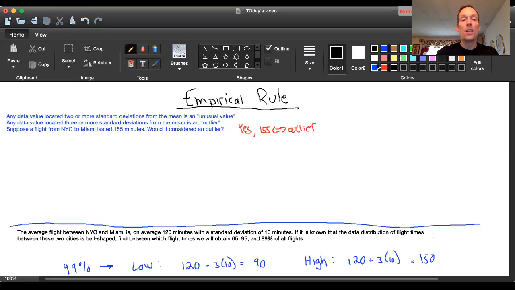Okay, now that we know that, let's think about a slightly more challenging question. Exactly how many standard deviations is 155 from the mean? So let's kind of write in what we're thinking about here. We're going to say exactly.